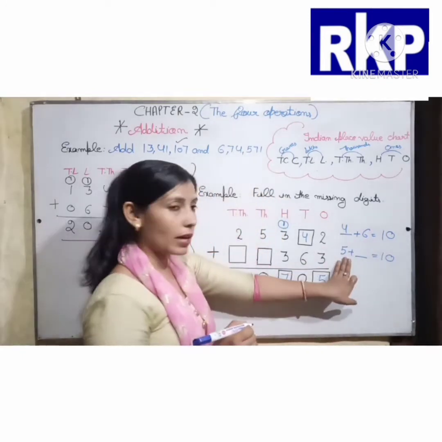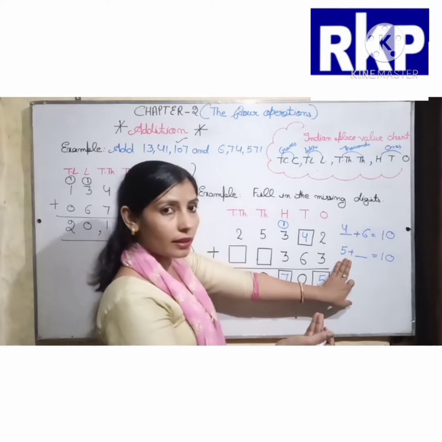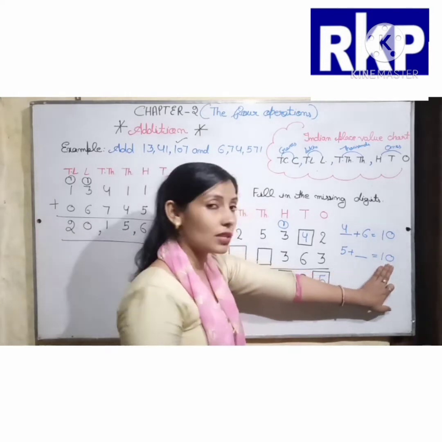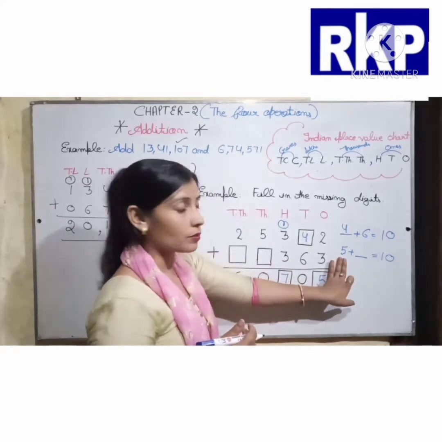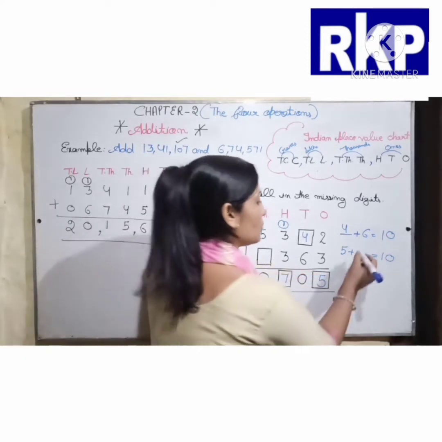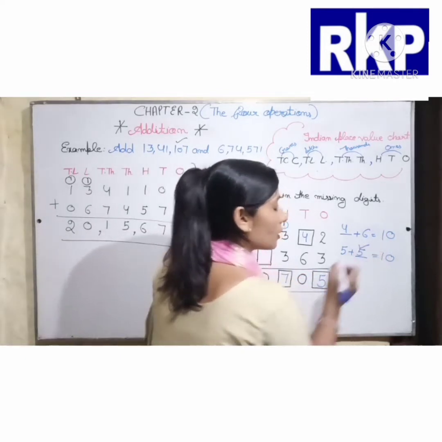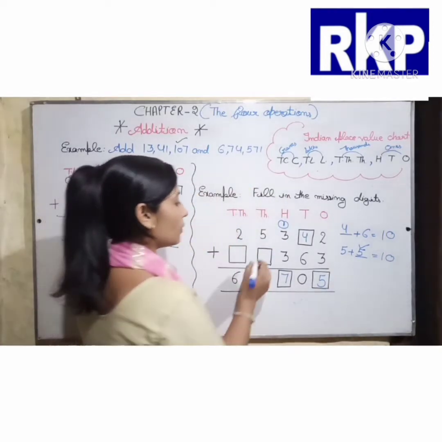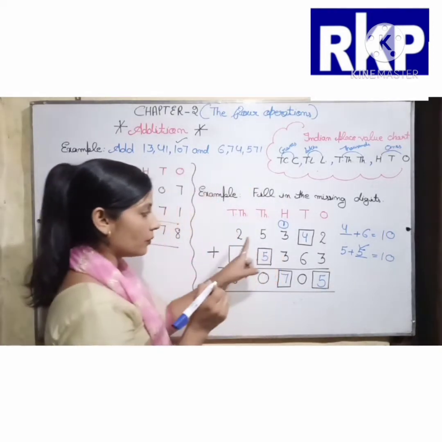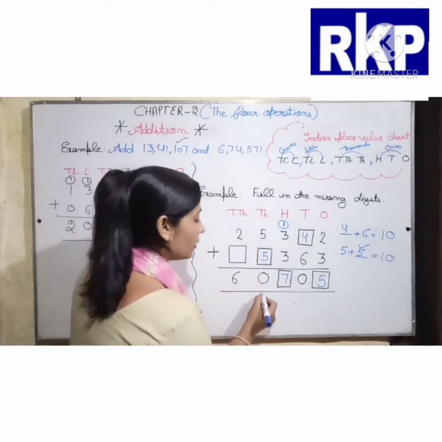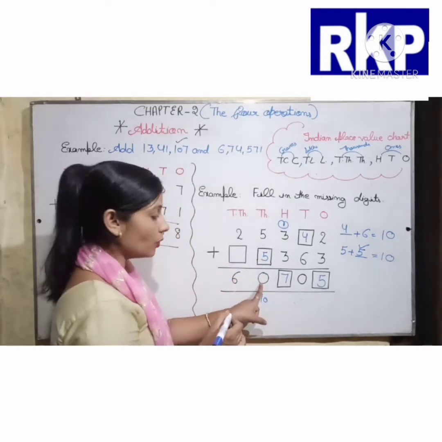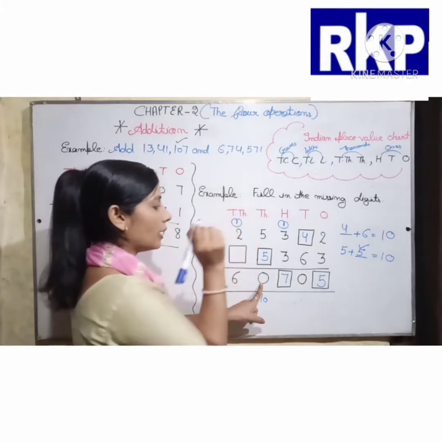So here must be 10, because if we add something to 5, what should we have? 10. So what should be added to 5 to get 10? So here will come 5. So here we have to write 5. 5 and 5 will give us 10. Okay, so here 0 and 1 will be carried.